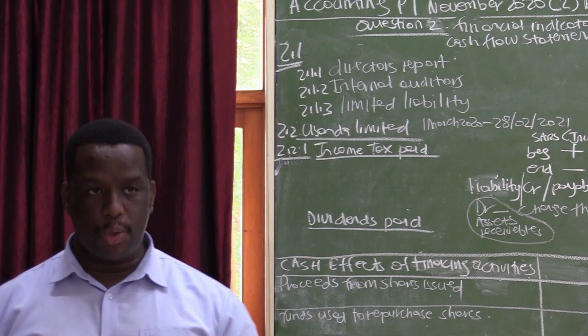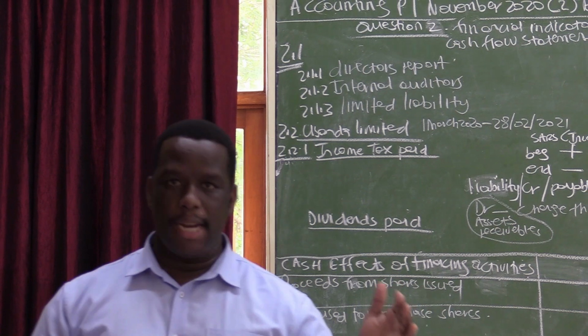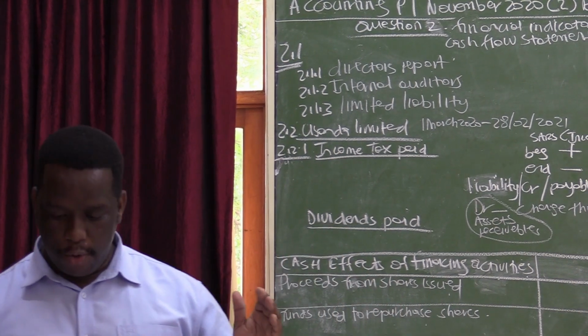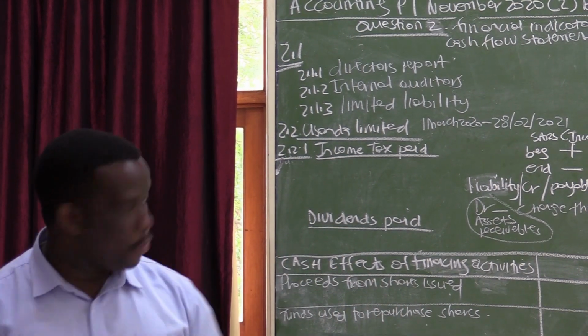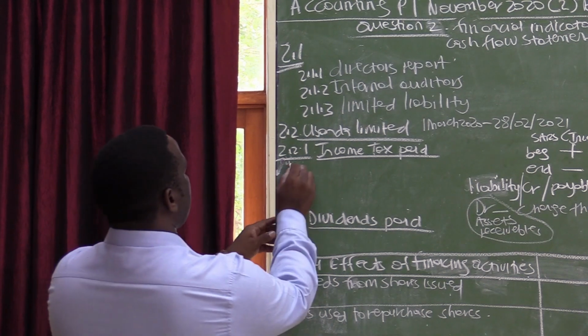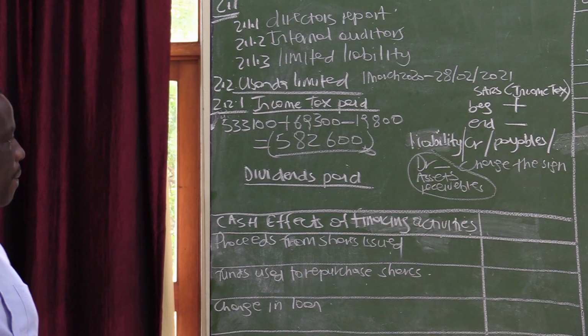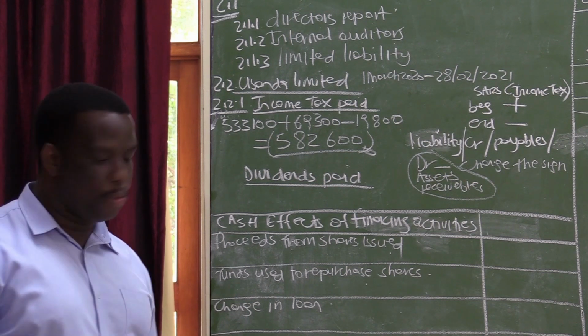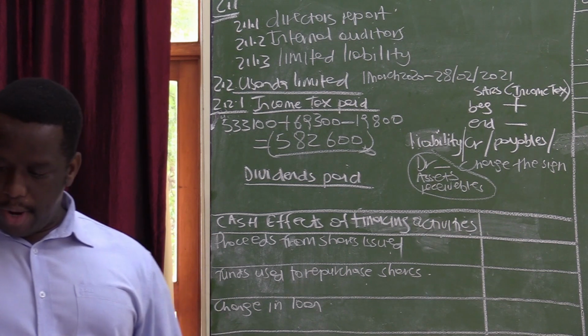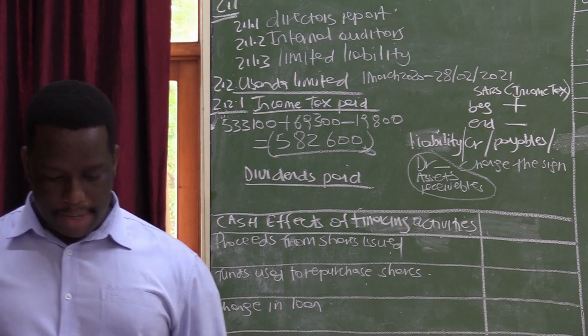So the difference between the net profit before tax and the net profit after tax will give you your income tax for the year. Therefore the income tax for the year is 583,001. So the total amount paid to SARS is 582,600. And now we are proceeding to dividends paid.